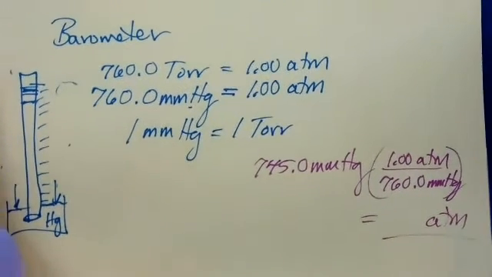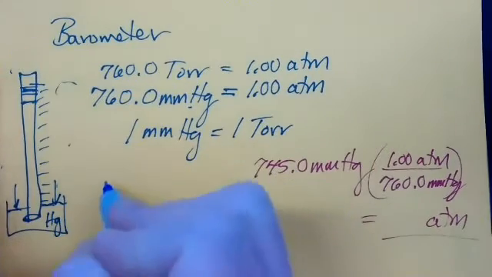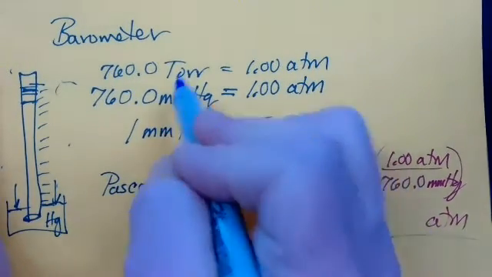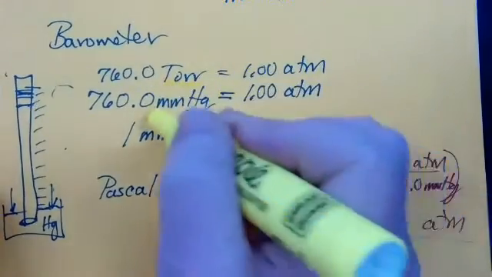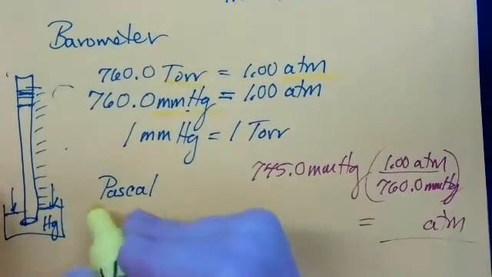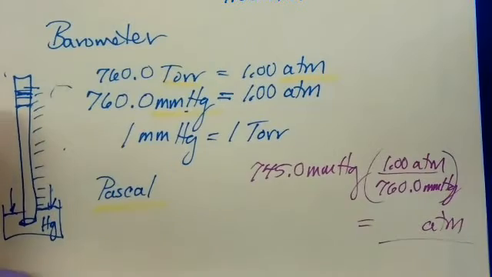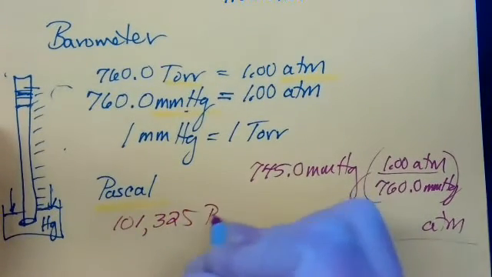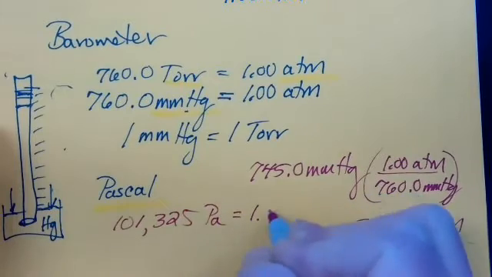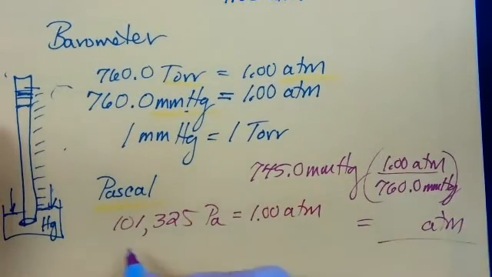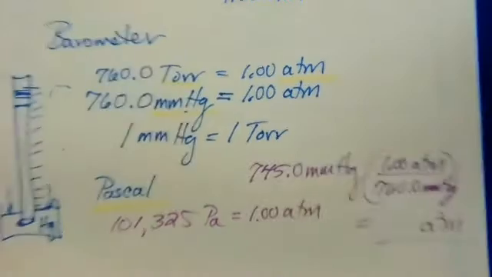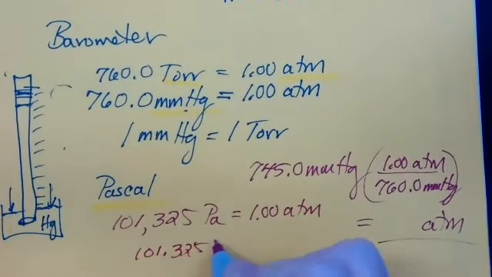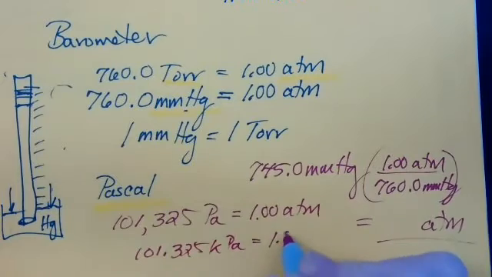But we have another pressure unit, and that is a Pascal. Very frustrating that we have torr, millimeter mercury, and atmosphere. Here we come along with a Pascal. Well, there are 101,325 pascals that are equal to 1 atmosphere. Quite honestly, we usually reference a kilopascal. So there'd be 101.325 kilopascals in 1 atmosphere.